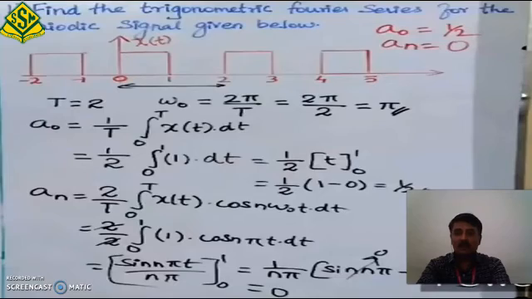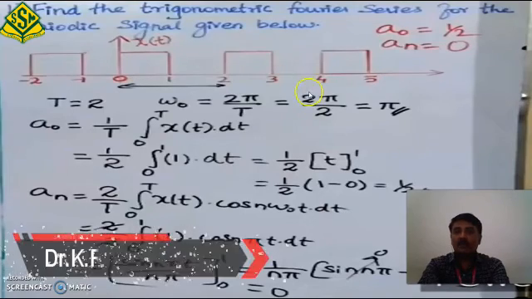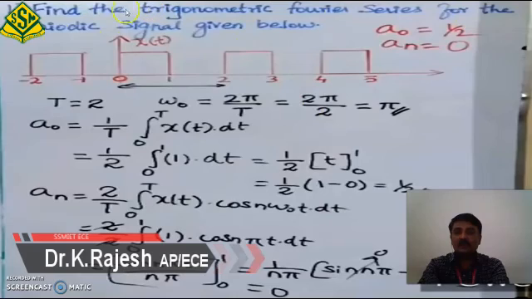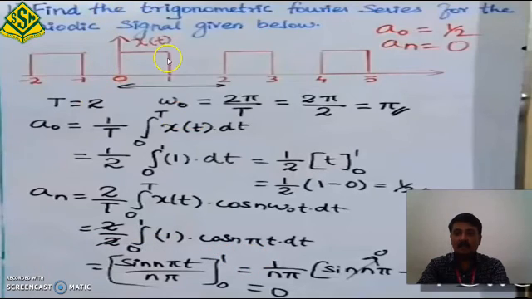Take a look at this first problem. The problem given is: find the trigonometric Fourier series for the periodic signal given below. Only the statement and the graph will be given. You have to extract the value of the fundamental period T and then find omega naught and the Fourier coefficients. The fundamental period is the part of the signal which is repeated. Only this part is repeated over the whole infinite range. So we can say 0 to 2 is my fundamental period.